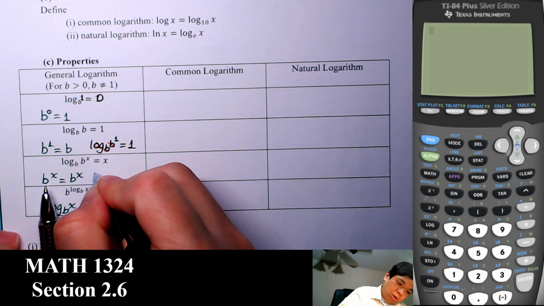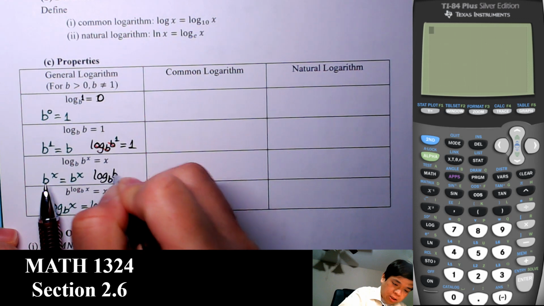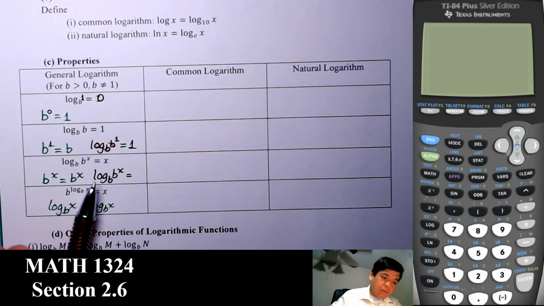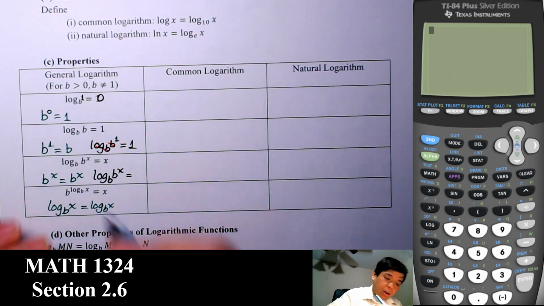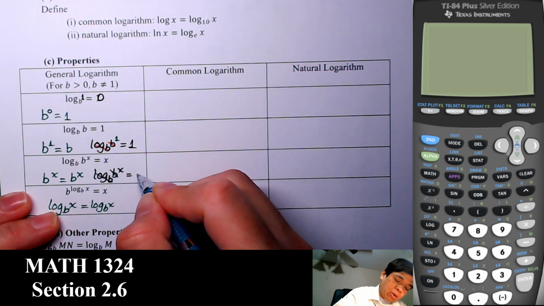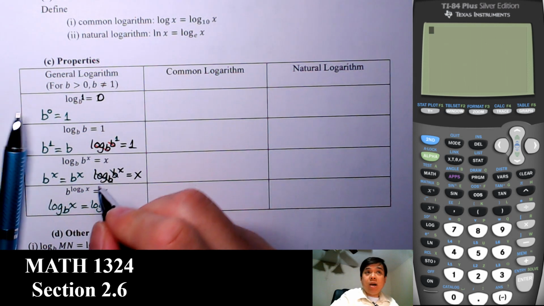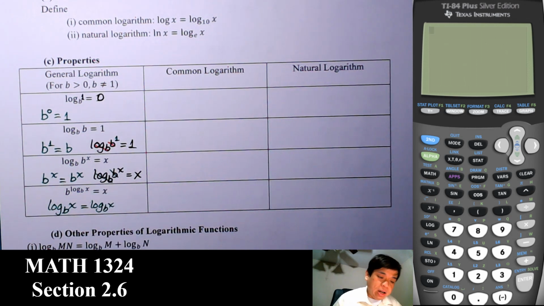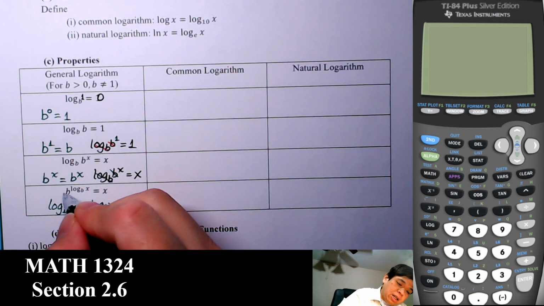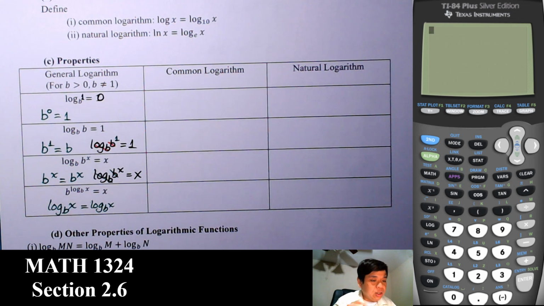So this is what I'm trying to focus on here. Log base b of b to the x. To cancel the log base b, cancel that, and I put x. So if we have the exponential and log, both of them have the same base, you will cancel. That's what we have. Same thing here, if they cancel, the log base b and b, we are back to x. Right, keep that in mind.